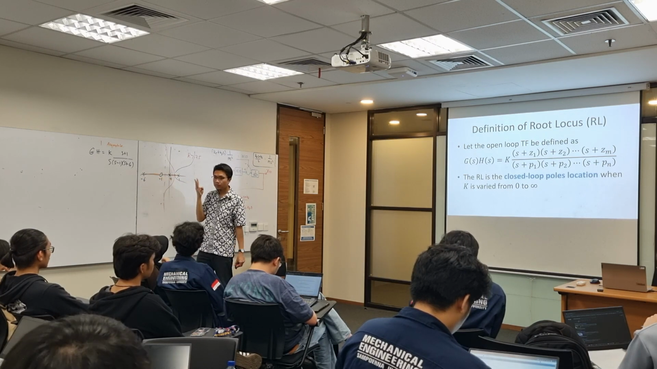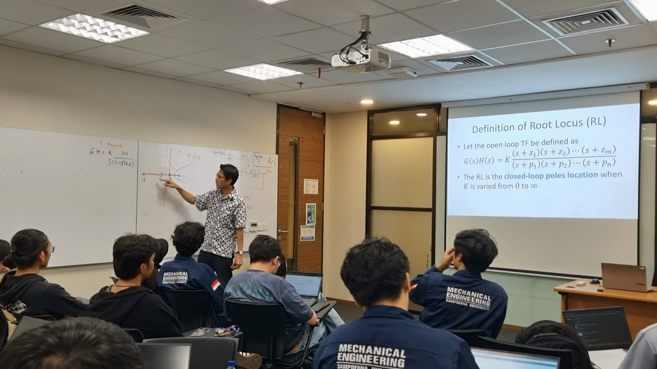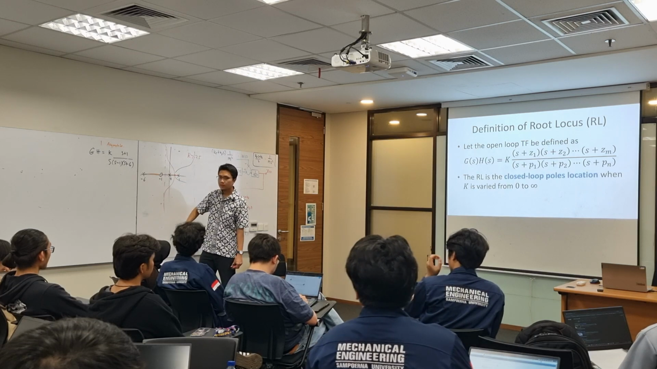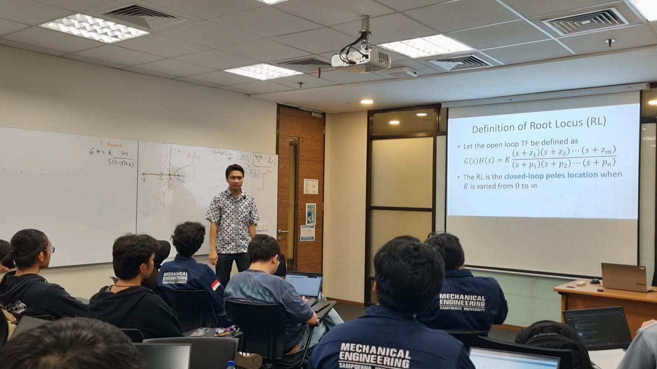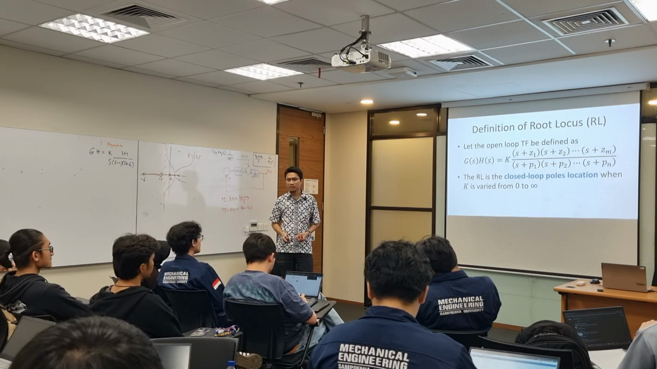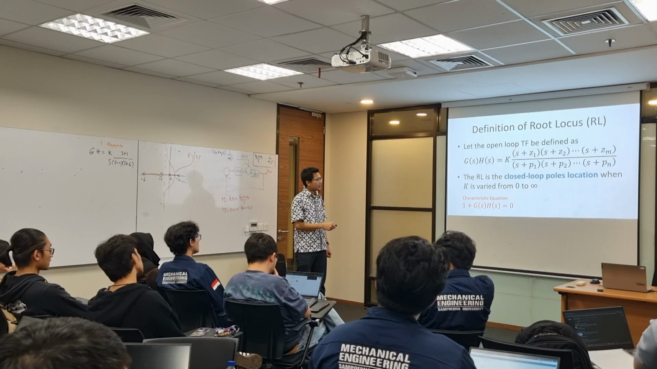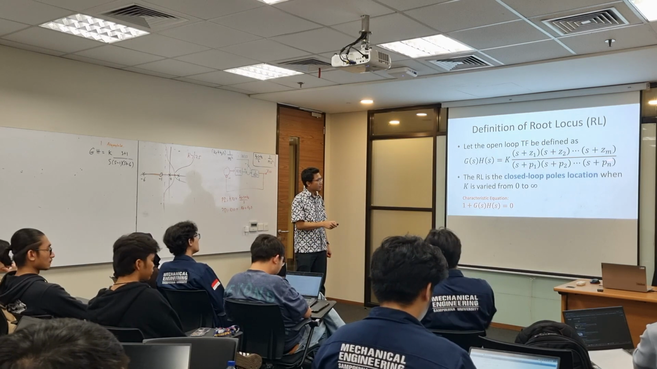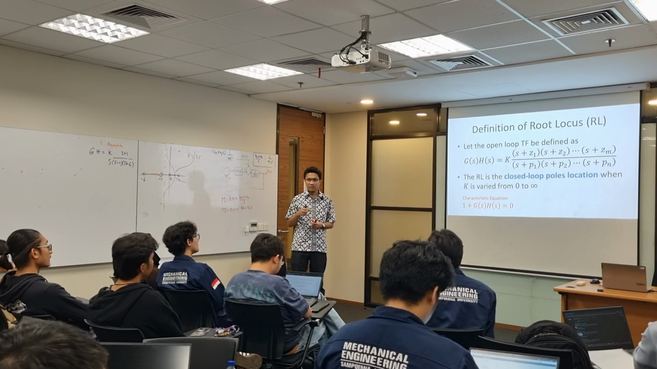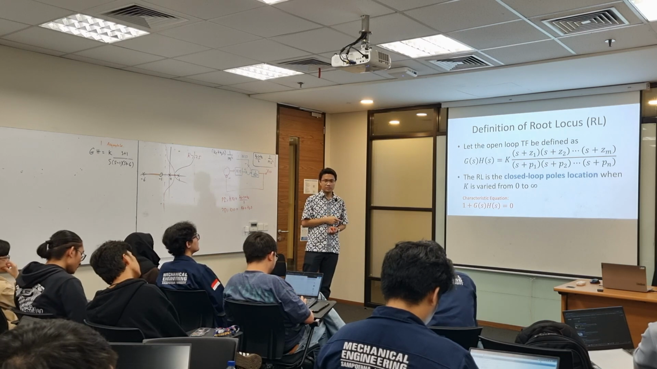We have 3 closed loop poles, right? The first one is here. The second one is here. The third one is there. As we vary the k from 0 to infinity, that's what happens. The characteristic equation from the problem is this, 1 plus GH equal to 0. That's the characteristic equation.